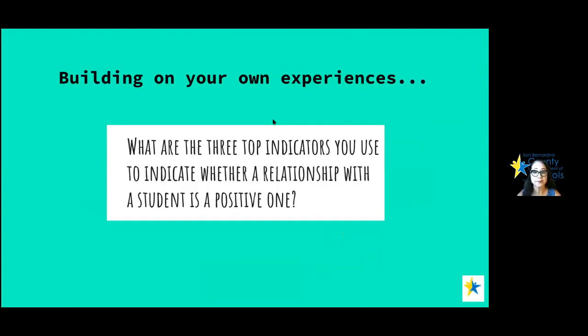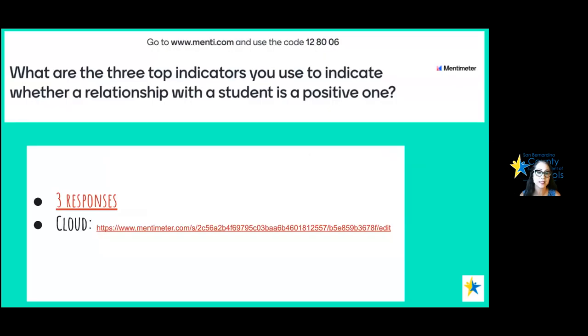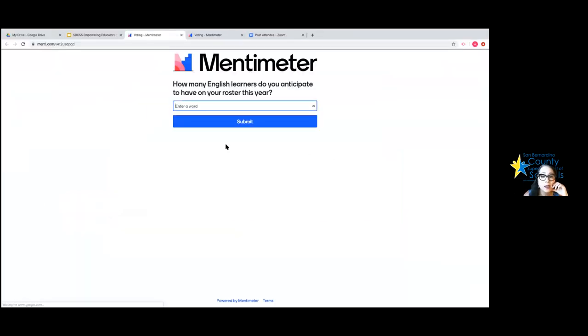So if you may recall, building on your own experiences, when you think about building the relationships with your students, or when you see other teachers talking to students, what are the three top indicators you use to indicate whether a relationship with a student is a positive one? Think about three that stand in your mind. And then we're going to go again to menti.com and use that code 128006.